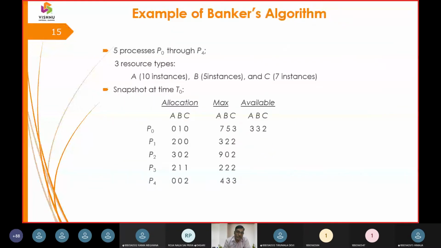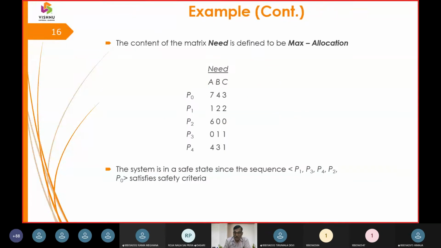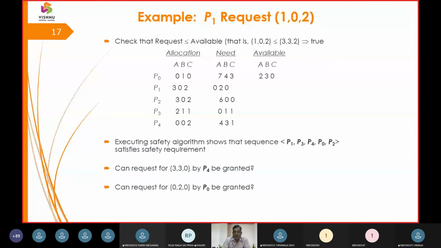So we worked on this example. We mentioned A as 10 instances, B as 5 and C as 7. Then we took up this algorithm and computed the need matrix, as maximum minus allocation. Thereby we iterated over the 5 processes and derived a safe sequence. That is the first half, the safety algorithm. The next half we call the resource request algorithm.